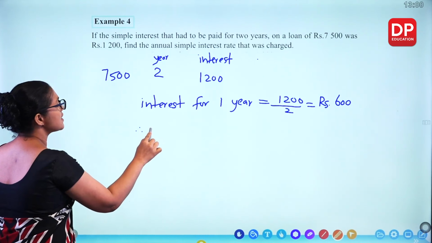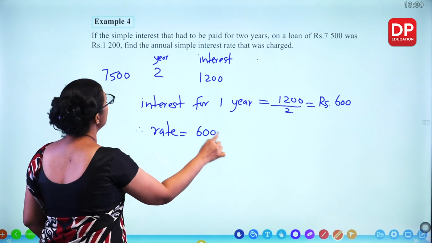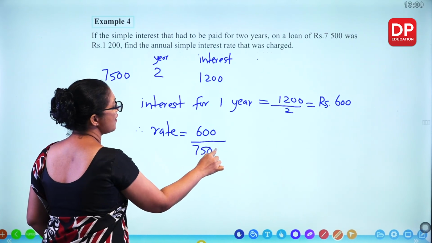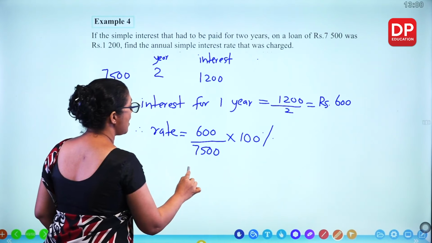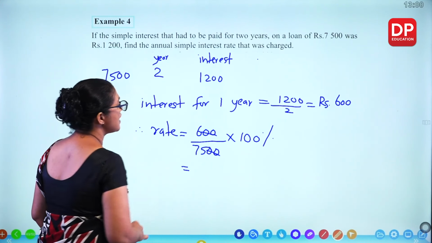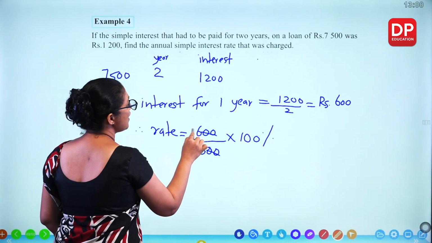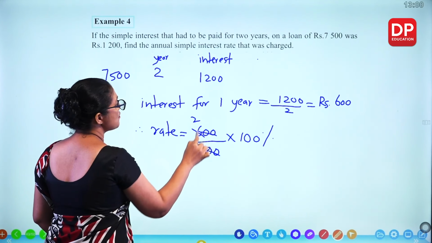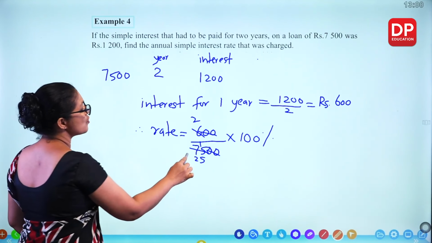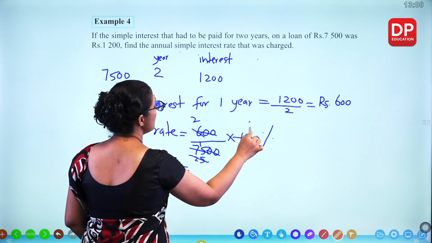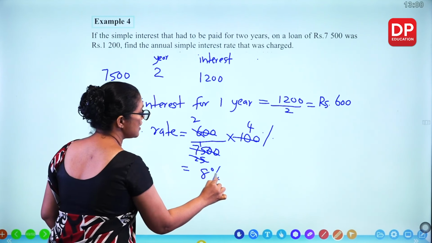So what's the rate? Percentage rate is 600 for 7,500, and as a percentage you multiply by 100. 2 zeros get cancelled out. Divide by 3. 3 times 2, 3 times 2, 6 and 5. So 25 times 4. 4 times 2, 8%.